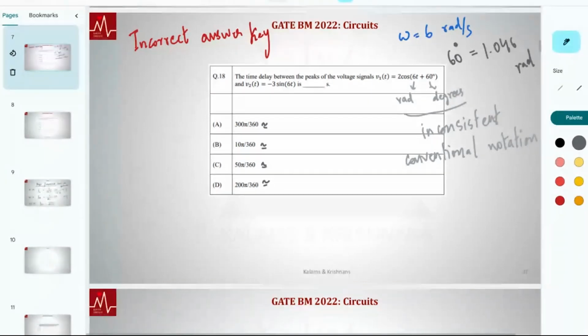300 into 3.14 divided by 360 happens to be 2.616. And they're supposed to be in seconds. 10 into 3.14 divided by 360 is 0.872, approximately 0.87. Then we have 50 into 3.14 divided by 360, which is 0.436. Then you have 200 into 3.14 divided by 360. That is 1.744 seconds.